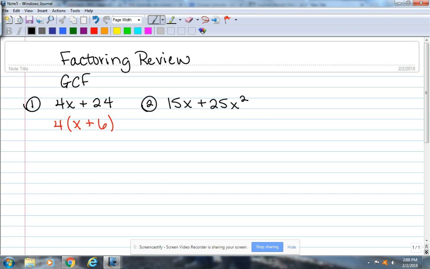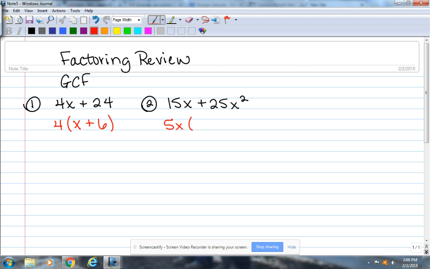All right, so here's another one, simple. They both have an x. Okay, so if they both have an x, then you need the smallest power in the GCF. So we're going to have an x. What about numbers? 5 is the largest number that goes into both 15 and 25. So 5x then is the GCF. Does that make sense to everybody?